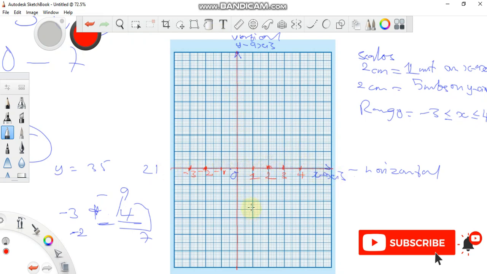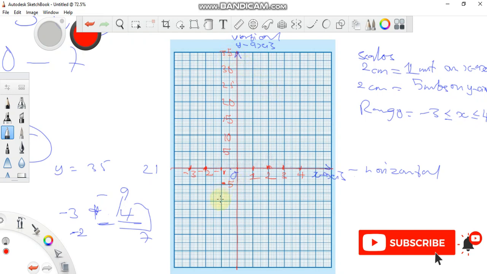For the y-axis, each of the thick lines is 5 units. So we start from 5 for the positive, and for the negative side, we'll start from minus 5. For the positive, we'll continue with 10, because every other thick line is going to be another 5 units. So 5 units plus 5 units is 10 units, and the next will be 15, then 20, 25, 30, and then 35. See, we have just enough space for the highest value of y, which is 35.